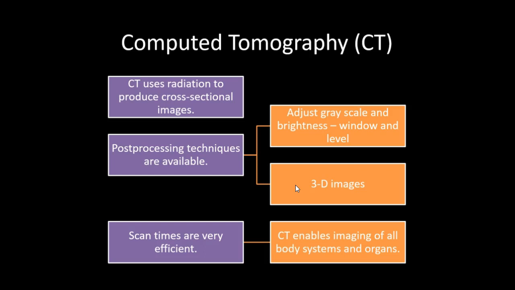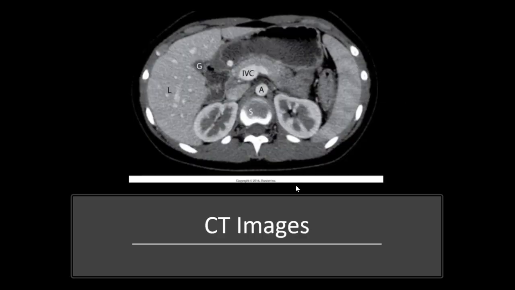CT uses radiation and produces cross-sectional images. Post-processing techniques are available, so we can adjust the grayscale, the brightness of the window, and we can do 3D images. The scan times vary, and it's based on how much tissue we're covering and how fast the scanners are. So looking here, this is a cross-sectional CT of the abdomen.